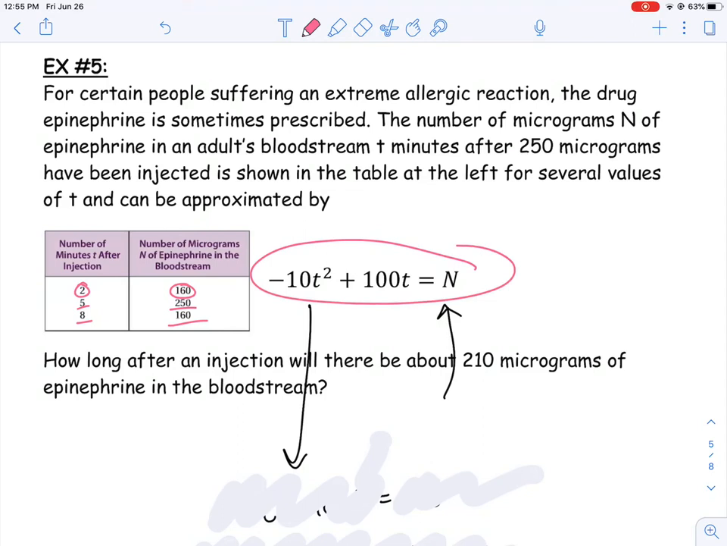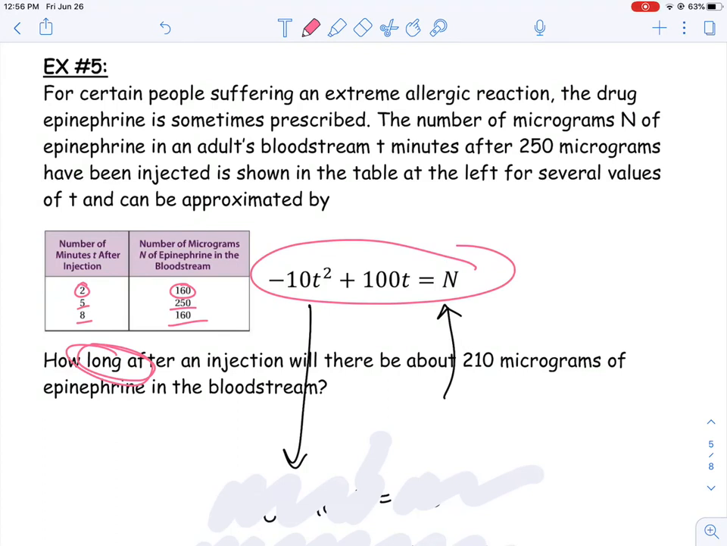Negative 10t squared plus 10t equals N, where t is the number of minutes and N is the number of micrograms of epinephrine in that person's system at whatever time. All right, the question says, how long, so at what time, t equals, after an injection, will there be 210 micrograms of epinephrine in the bloodstream? Whew, this is a hard one.